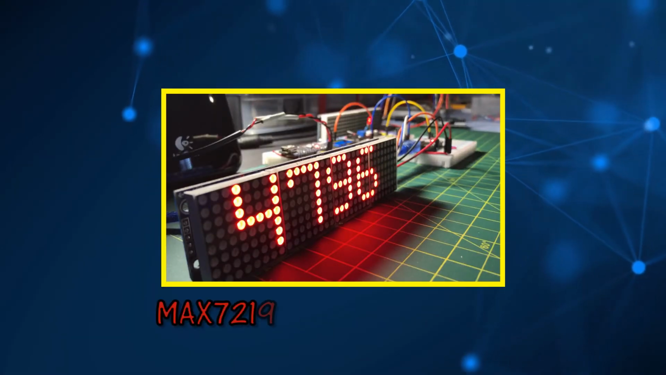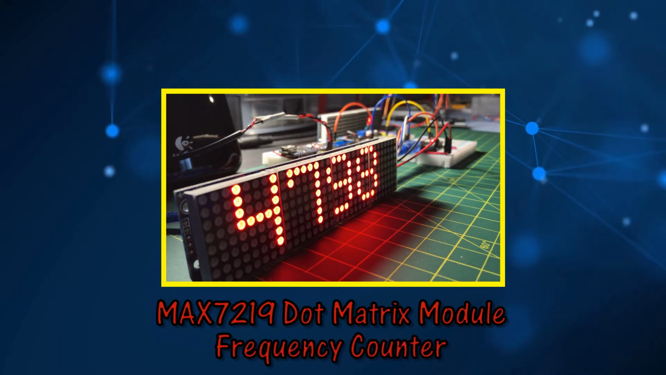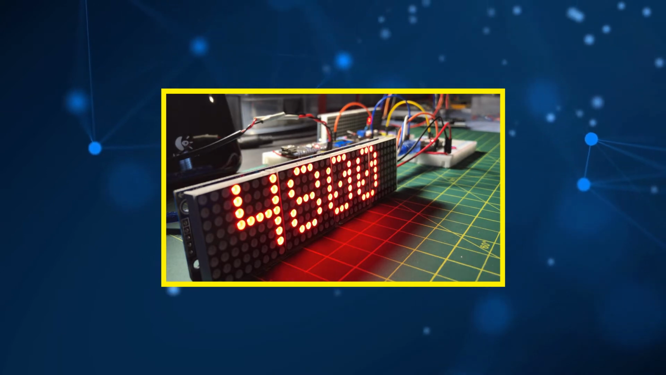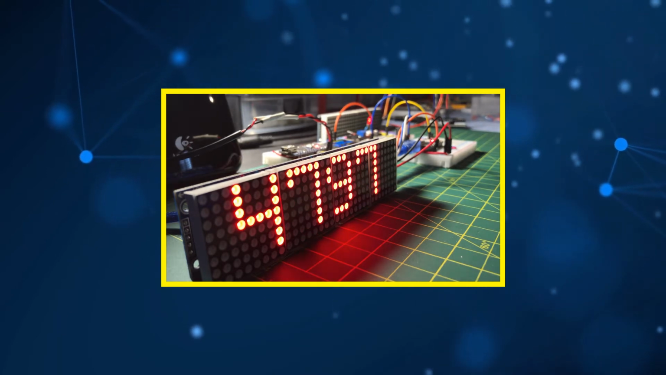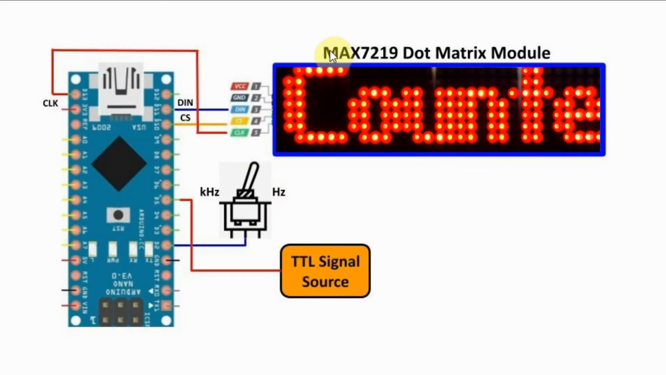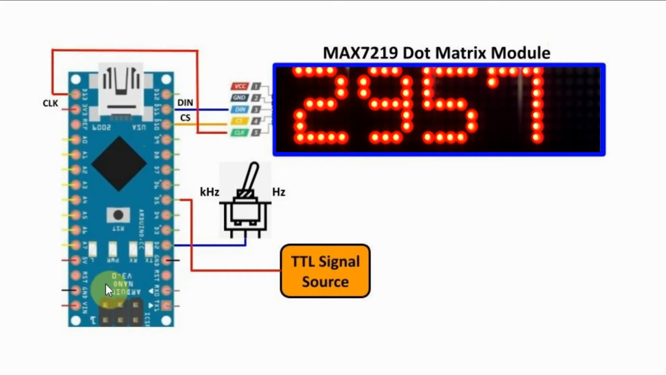In this video, the MAX7219 dot matrix module, interfaced with Arduino, is used as a frequency counter displaying the frequency of a periodic signal. A diagram of the frequency counter is shown here. We have the MAX7219 dot matrix module connected with the Arduino using SPI interfacing.